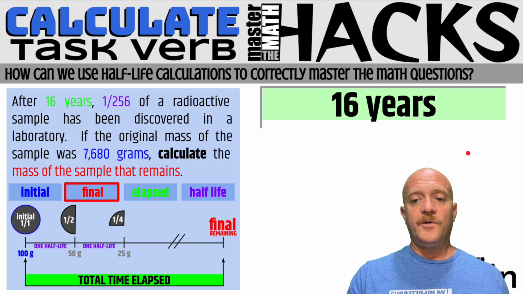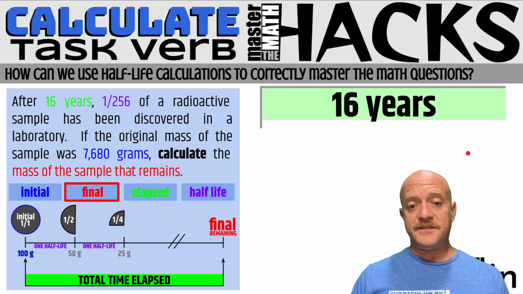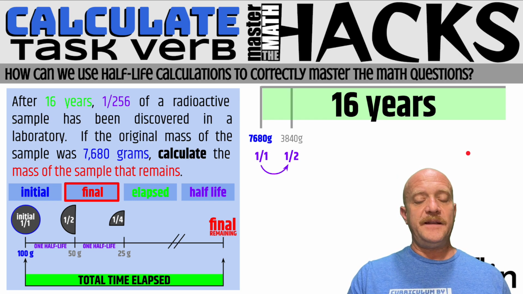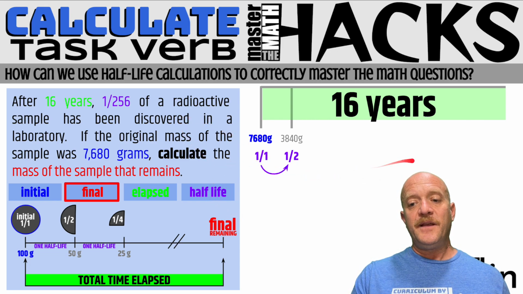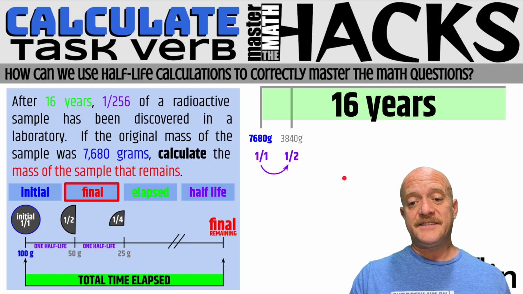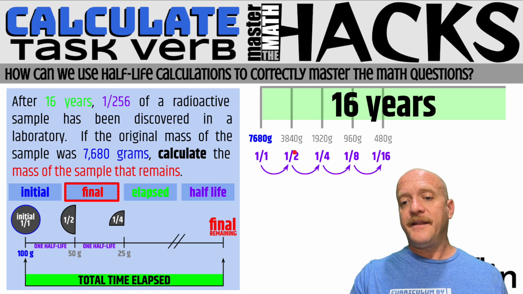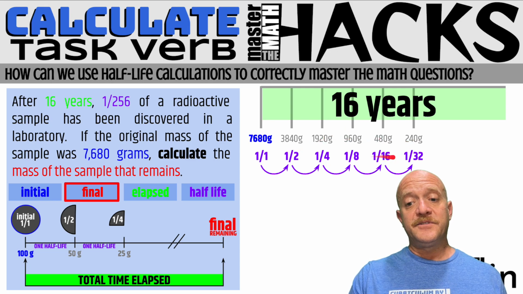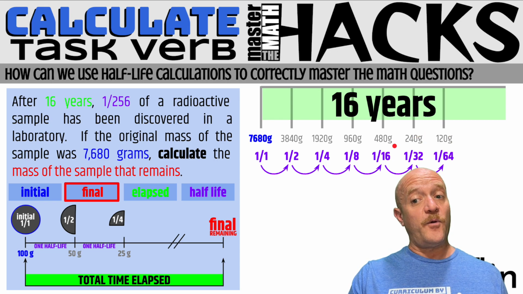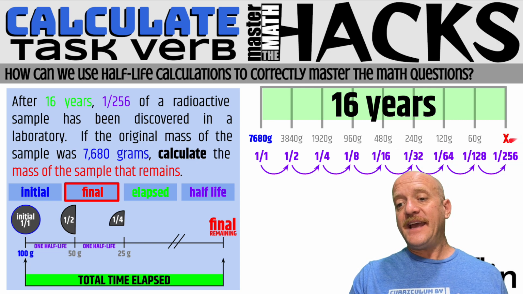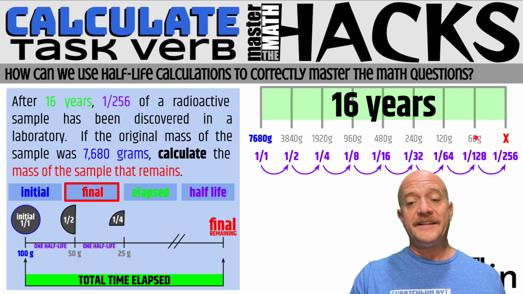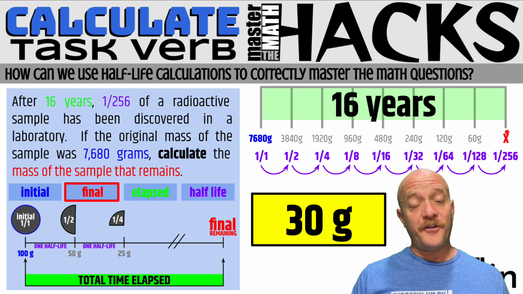So this one, we know that the whole thing took 16 years. We're starting with 7,680. We divide it by half, so this is 1/1, and this is where the half-life will come in. I'm just going to go down until I get to 1/256th. I'm going to show you both of these at the same time. 1/4, then 1/8, then 1/16, then 1/32. You see how these numbers are getting smaller? These numbers are doubling, these are halving. 1/64th, 1/128th, and then 1/256th. That value is X. So I went 240, 120, 60. X is 30 grams remaining.